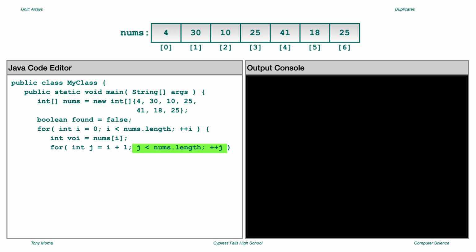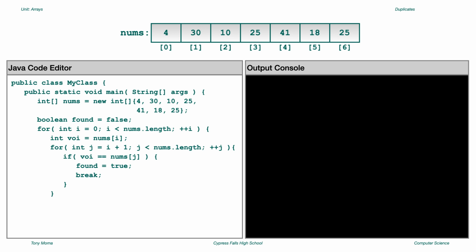Then, inside the inner for loop, we're going to compare the VOI to the value at index j to see if there's a duplicate. If they're equal, that means we have found a duplicate. Thus, we need to do two things. We need to set the found variable equal to true to indicate that we have found a duplicate. Then we're going to break from the inner for loop. Note that this break statement will only take us out of the inner for loop. It's not going to take us out of the outer for loop, only the inner one. That all being said, that's all we would need for the if statement and the for loop.